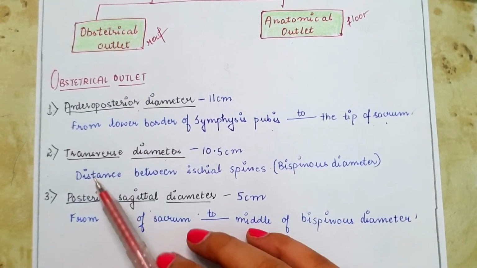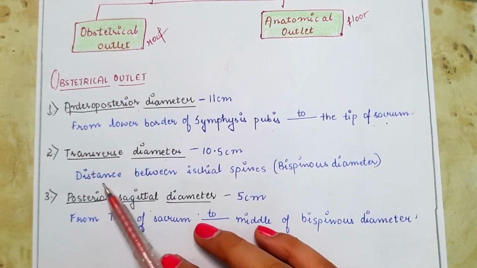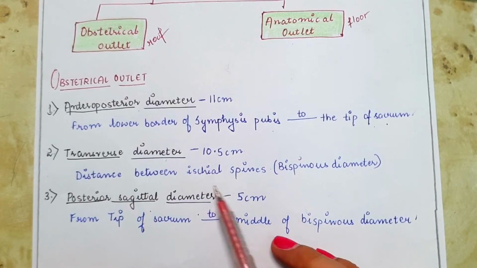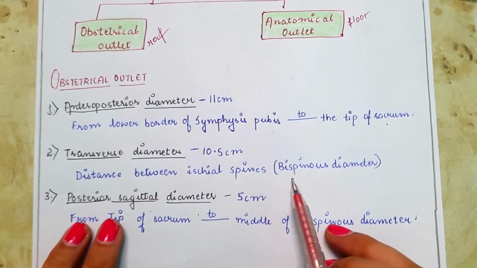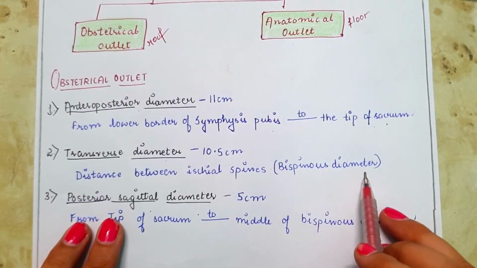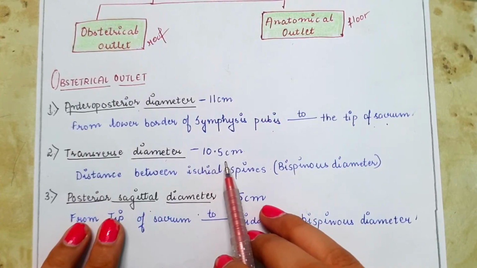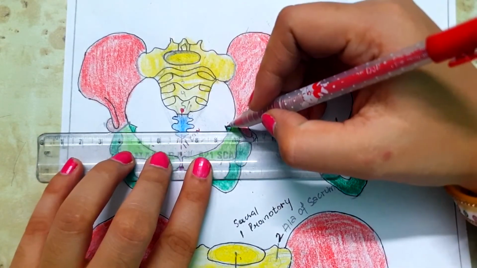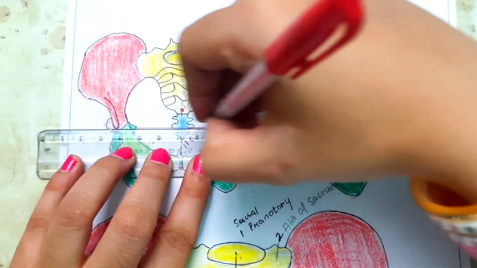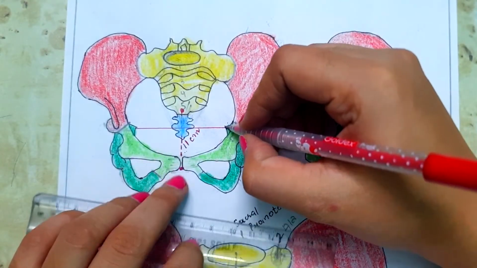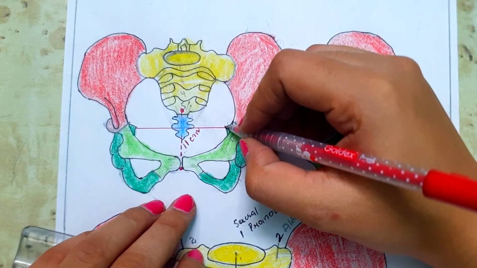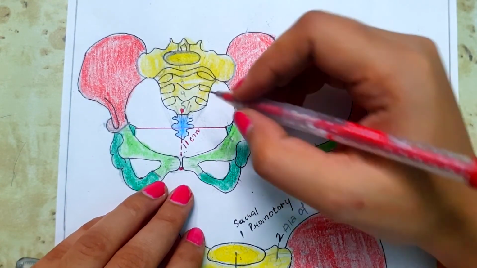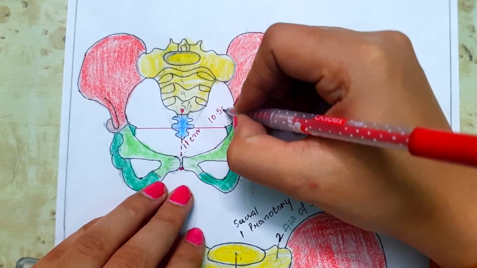Next is the transverse diameter. It is the distance between the ischial spines and is also known as the bispinous diameter, and it is 10.5 cm. So the diameter between the two ischial spines is also known as the bispinous diameter or the transverse diameter of the obstetrical outlet, and it is 10.5 cm.